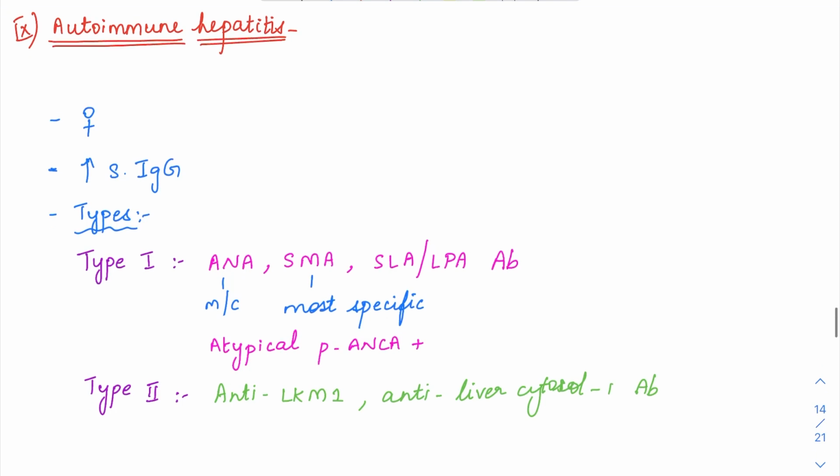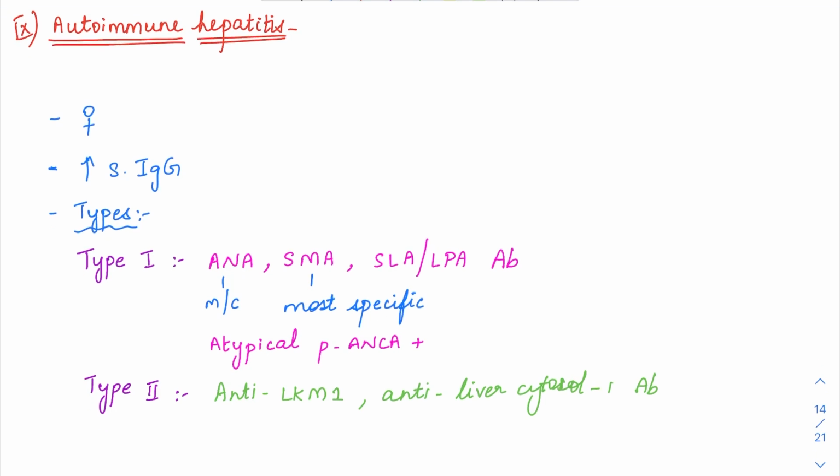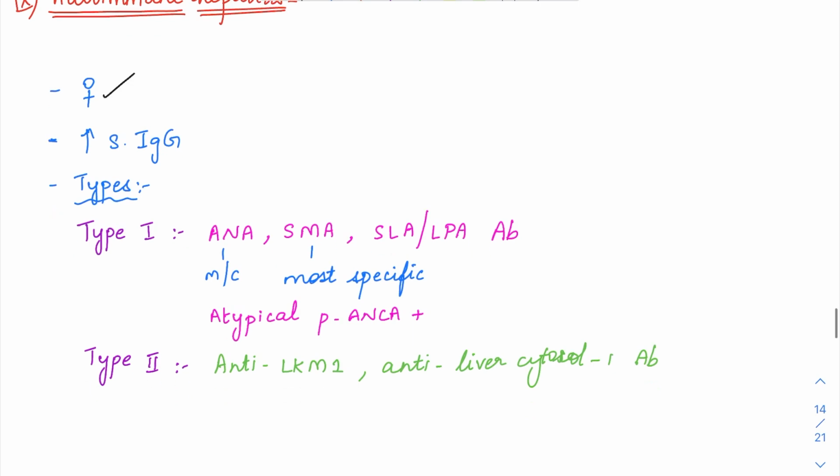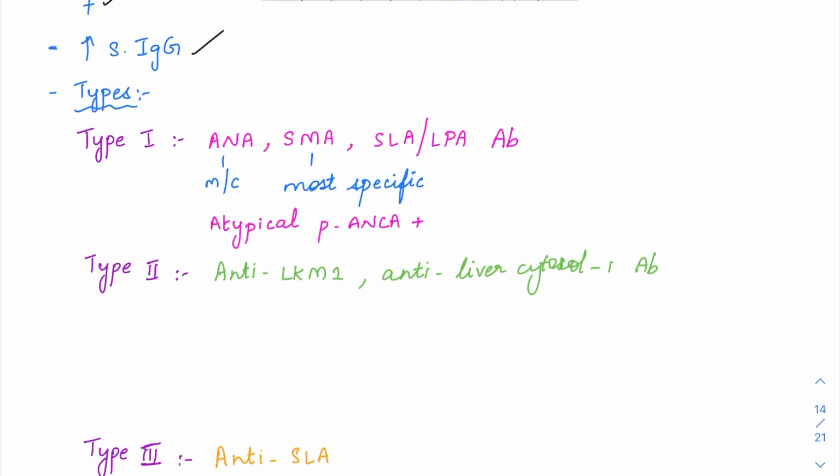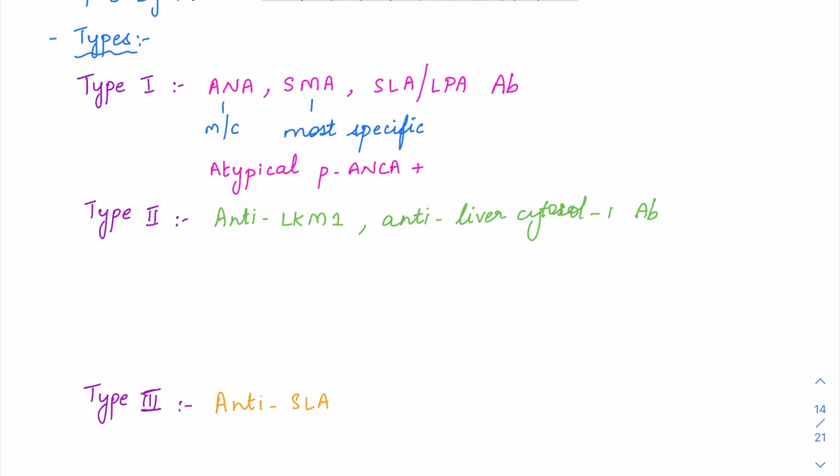So now we are done with viral hepatitis also. Let's move on to autoimmune hepatitis. Being an autoimmune disease, it will be more common in females. So autoimmune hepatitis is common in females and they'll have elevated serum IgG levels. And here it is going to be caused by various autoantibodies. So we have three types based on the various types of antibodies produced.